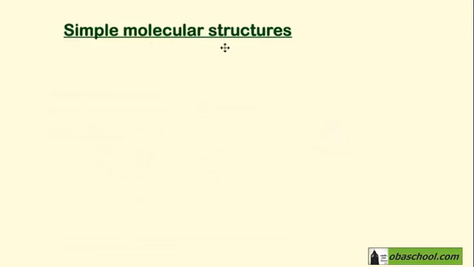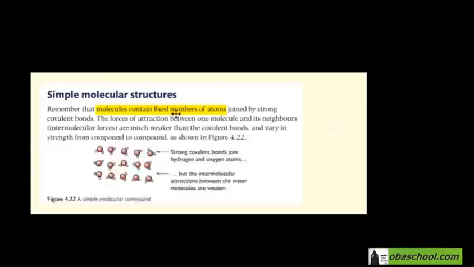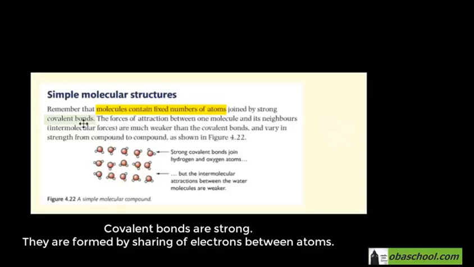Simple molecular structures. In this lesson, we will explore what simple molecular structures are. Remember that molecules contain a fixed number of atoms joined together by covalent bonds. Covalent bonds are strong and they are the result of sharing of electrons between atoms.